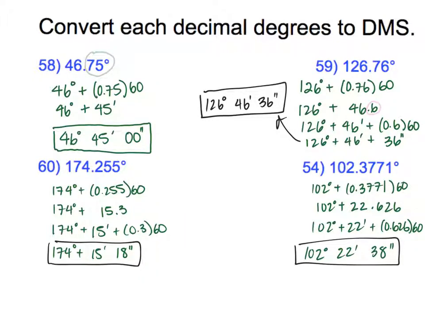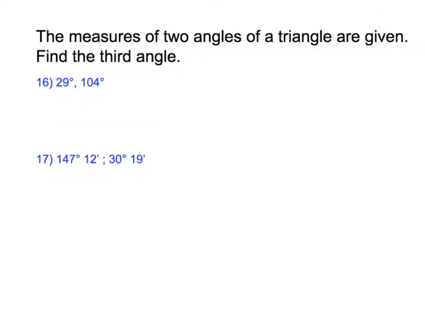All right, last slide for today. We are now going to take all that we've learned from this conversion and mix it with the idea of triangles. In this problem, the measures of two of the angles of a triangle are given, like number 16 here. You have to find the third angle.